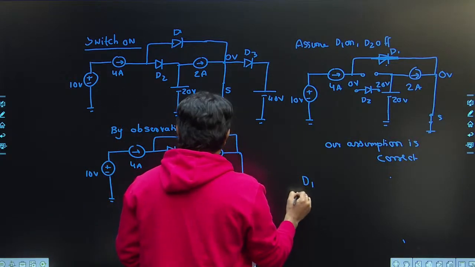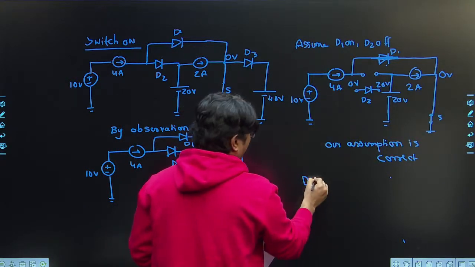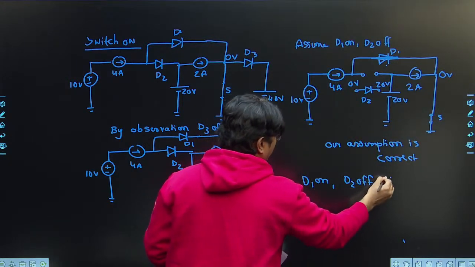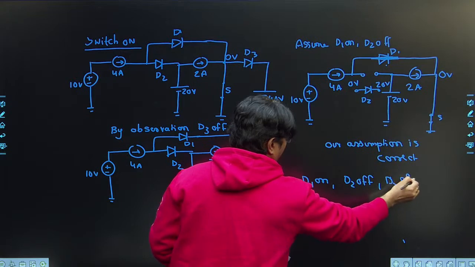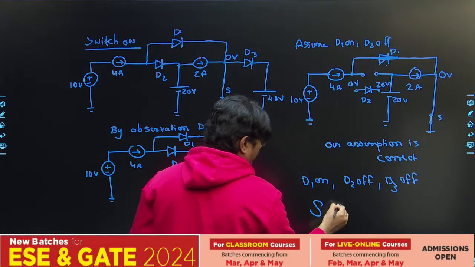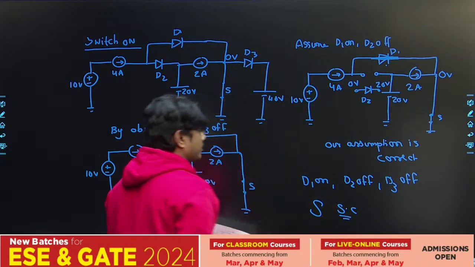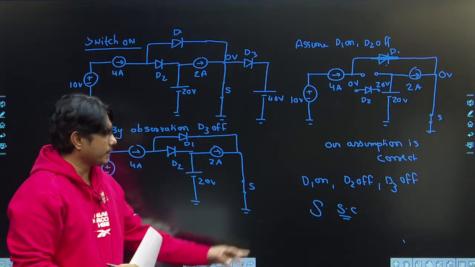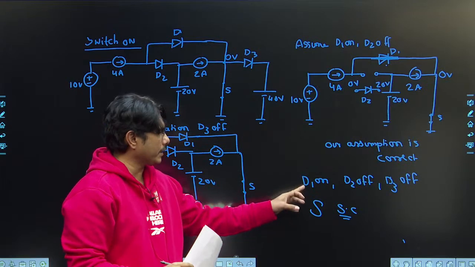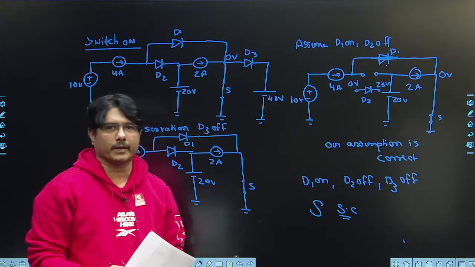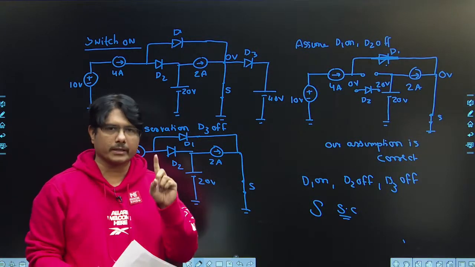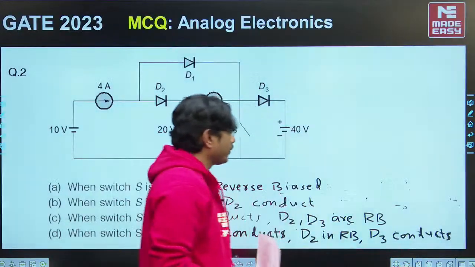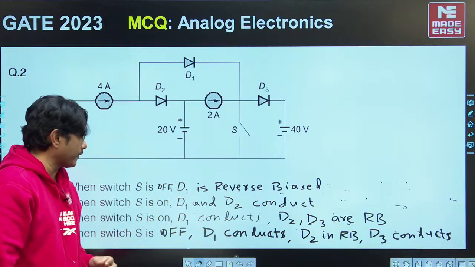D1 we are getting on, D2 we are getting off, and D3 we are getting off, when the switch is on or switch is short circuit. Okay, when the switch is maintaining a short position, D1 on, D2 off, D3 off, we are getting this option, already there in one of the options you can see. If you go back and see, these are the options they have given.